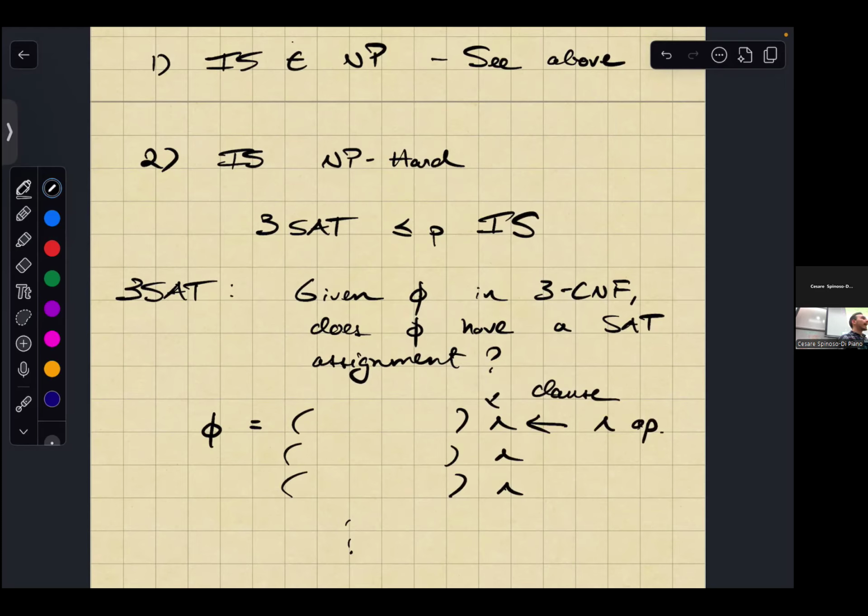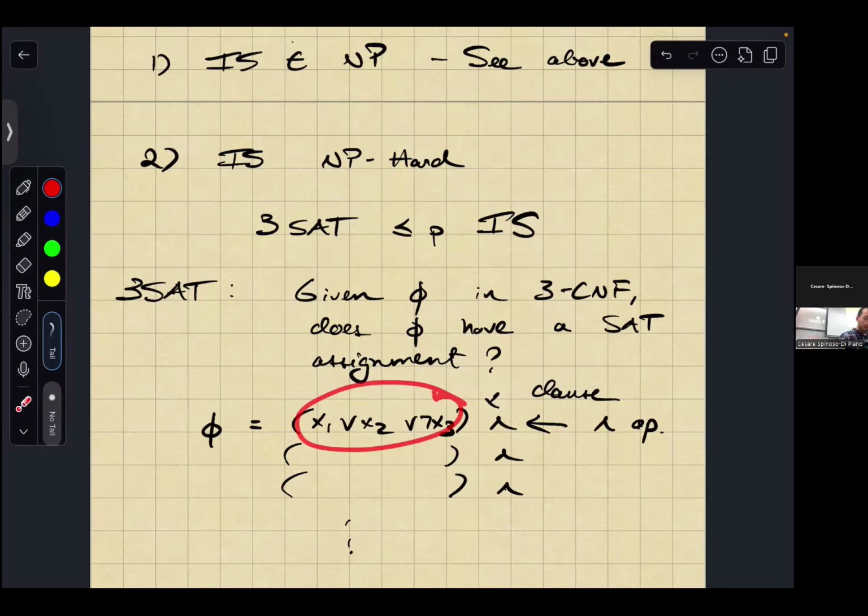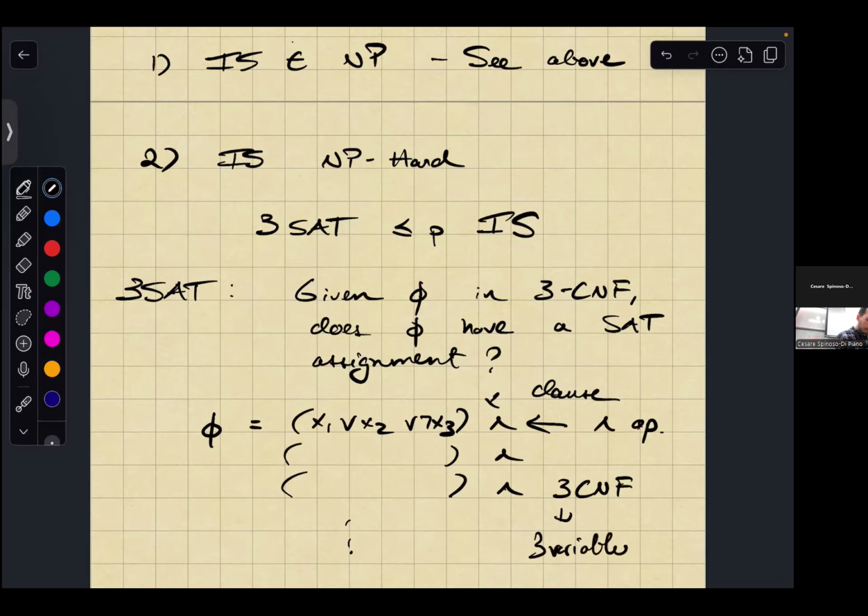And within each clause, I have disjunctions. So I have maybe x1 or x2 or not x3. And it's in 3CNF if I always have 3 variables in my clauses. So 3CNF is because I have 3 variables per clause. Or sometimes they're called literals, so let me use the proper term, let's not make the theoretical computer scientists mad.